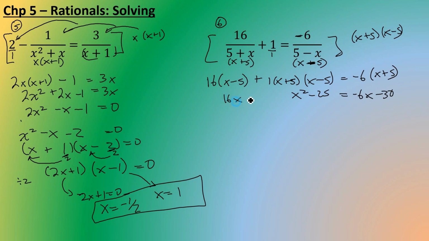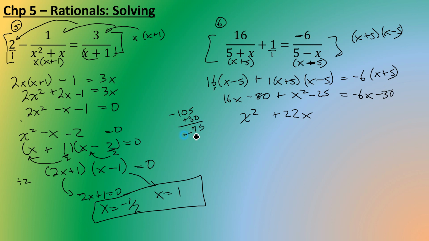And then I have 16x minus, let's see, 80? Hopefully. And then a plus. Don't drop that plus. All right, give everything to one side and in order. So I have an x squared. And then I'll add this 6x, so that gives me plus 22x. I have negative 80 and negative 25. That's negative 105. And then I'm going to add this 30 to it, but it's actually subtract, right?